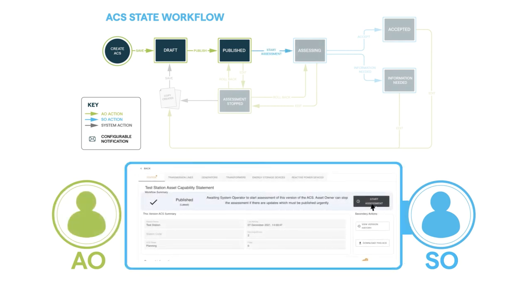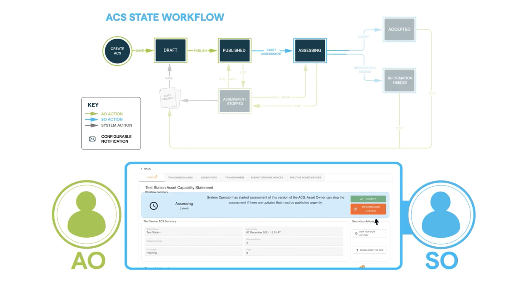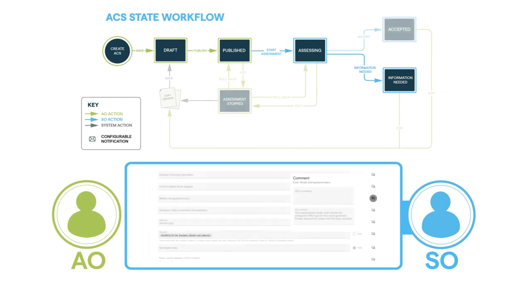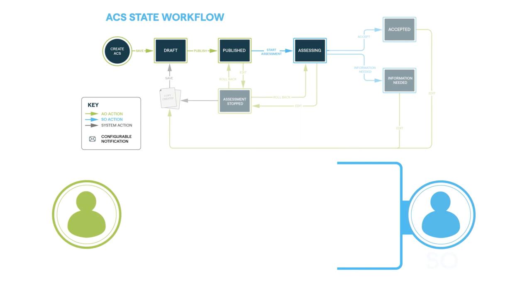Once published, the ACS is visible to the system operator and its assessment can be started. Once the assessment is completed, there are two possible outcome states: accepted or information needed. In some cases, the system operator may require more information such as single-line diagrams and mathematical models. Details of the required information will be entered in a comment against the appropriate fields to help guide the asset owner in what the system operator needs.